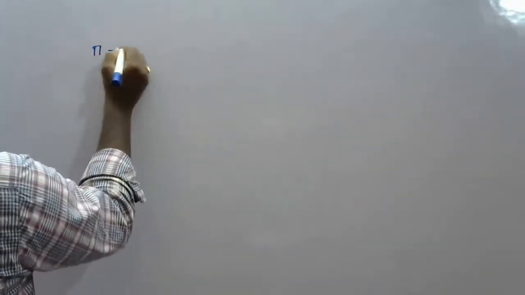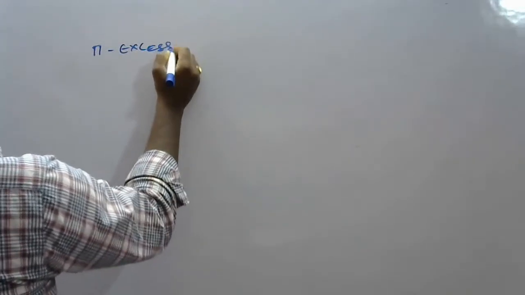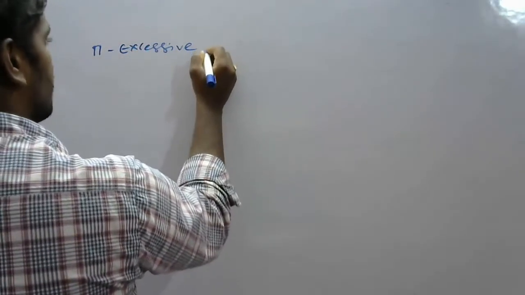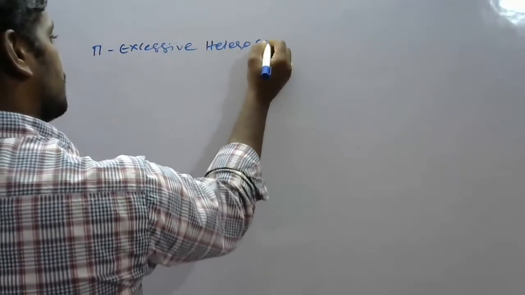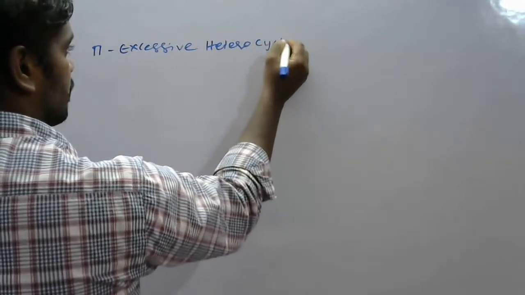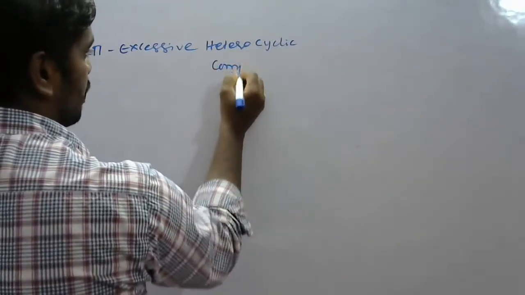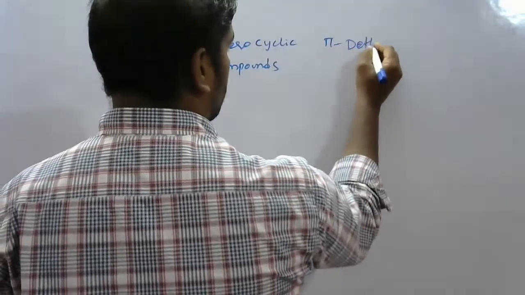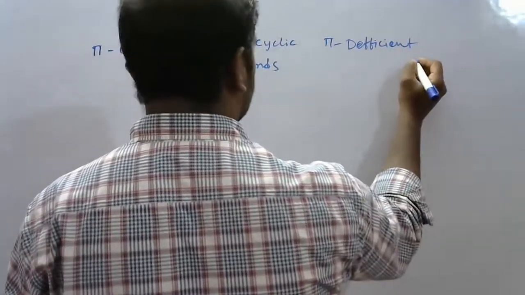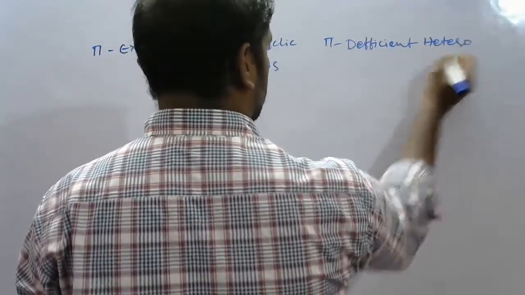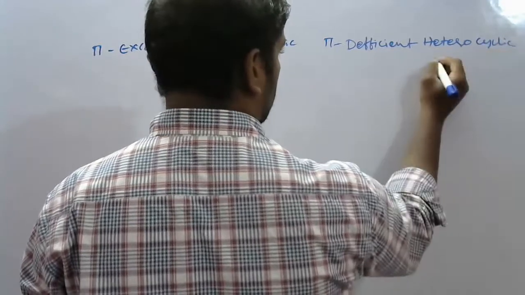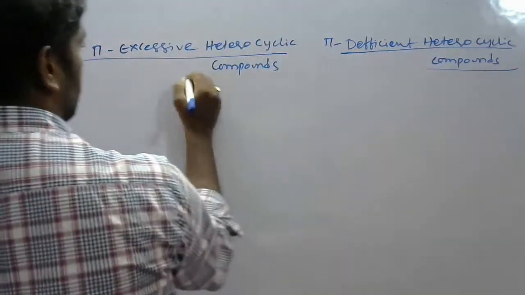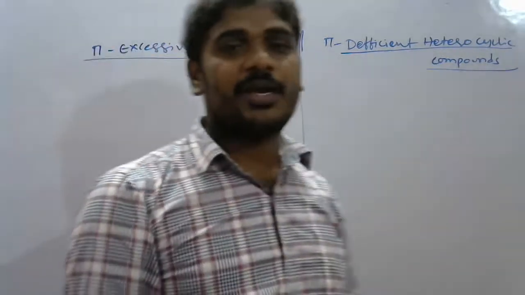Pi excessive heterocyclic compounds. Next, pi deficient heterocyclic compounds. So these are the pi excessive and pi deficient heterocyclic compounds.